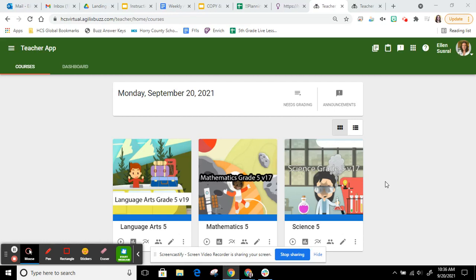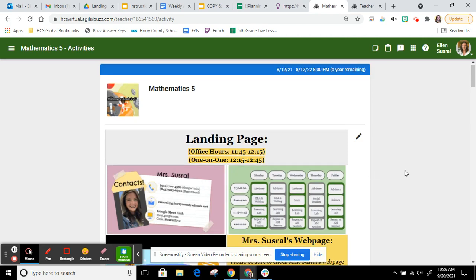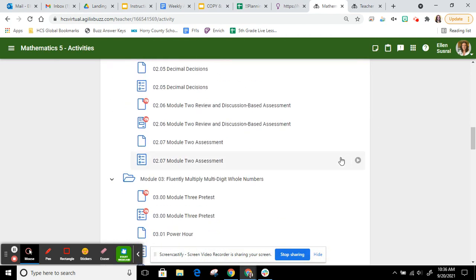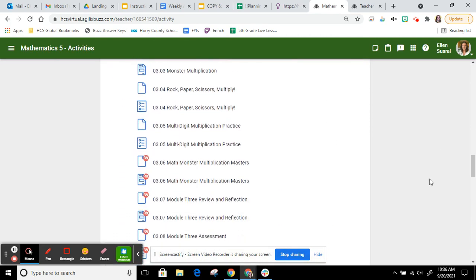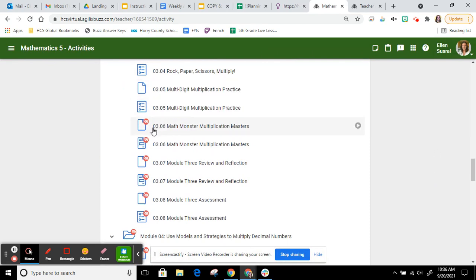Boys and girls, I'm going to go ahead and show you where to find your math assignment for 03.06, and we'll go over a couple of problems as an example. You're going to go into your math course. We are looking at Module 3, and we're looking at Lesson 03.06, Math Monsters Multiplication Masters. You'll click on the blank page icon to go to your lesson.